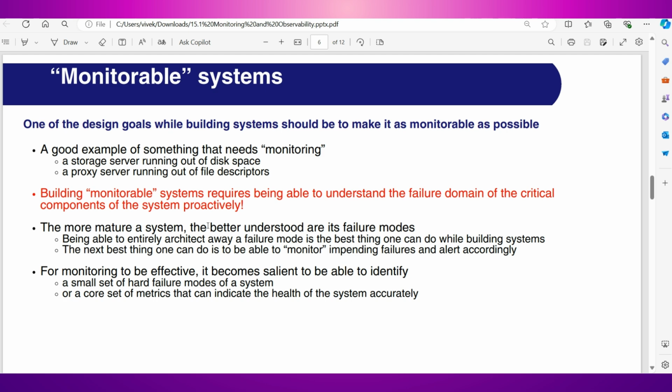Going on, actionable monitoring data. The data collected in a monitoring system should help you take quick action to resolve issues. It should provide a clear view of system health and help in identifying and fixing failures. Like if a storage server is running out of space, actionable monitoring data would alert you before it becomes a critical issue, allowing you to free up space or add more storage.